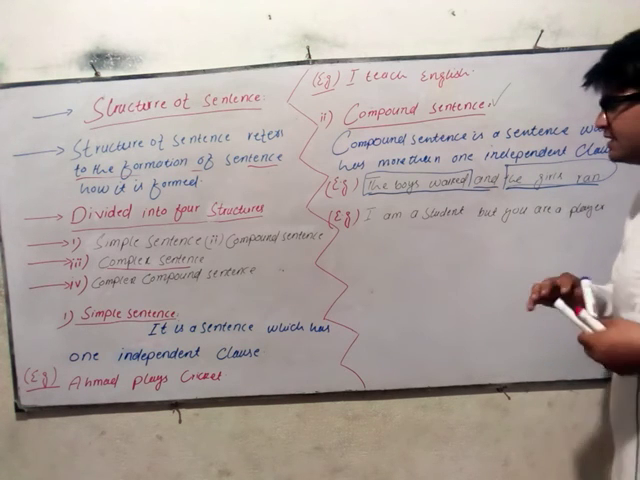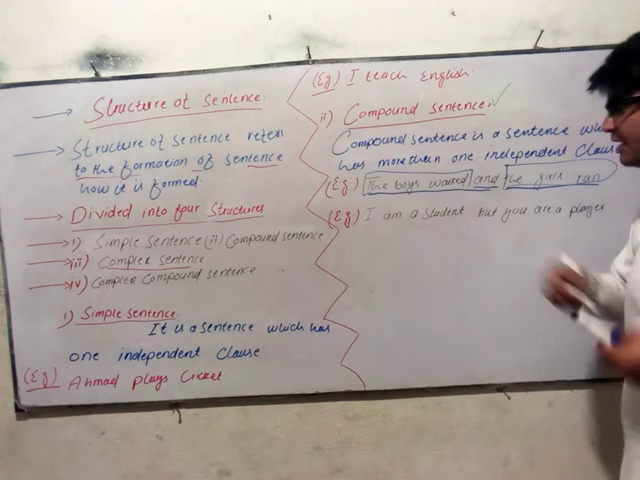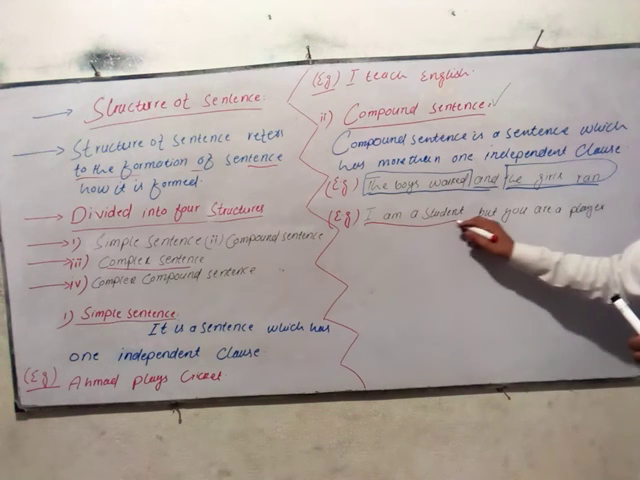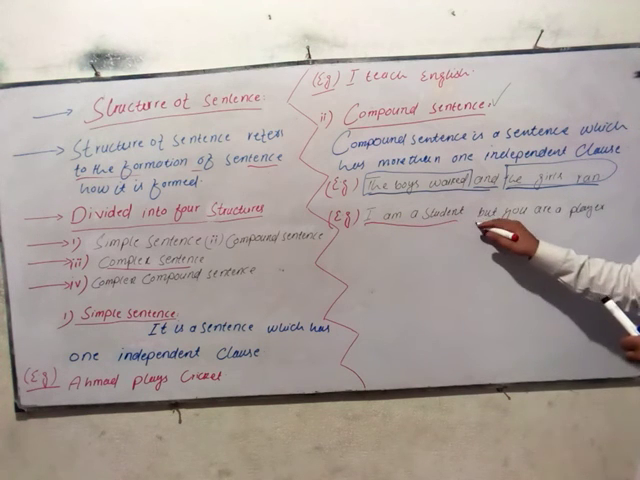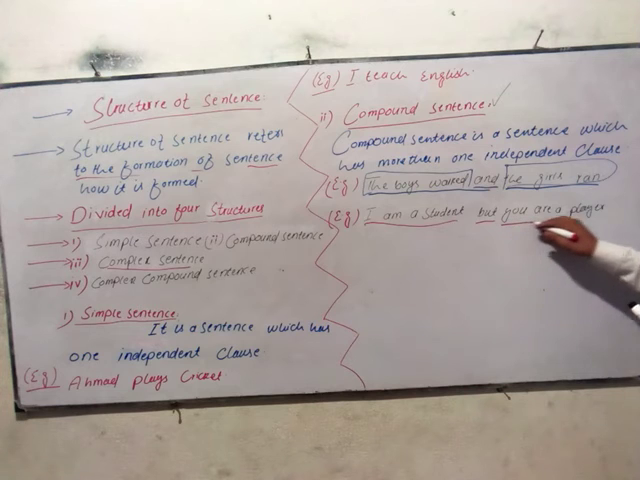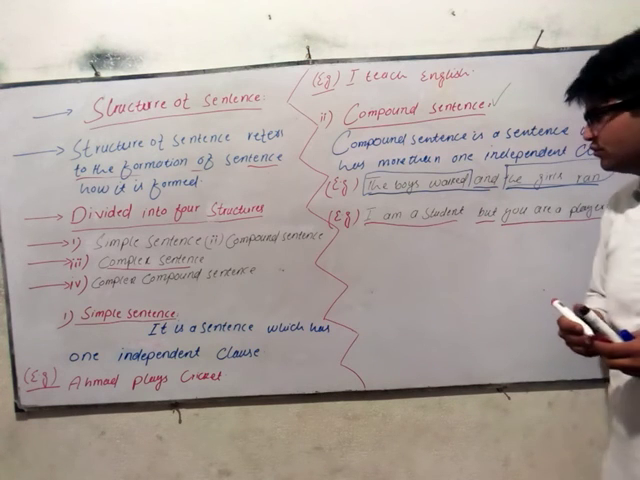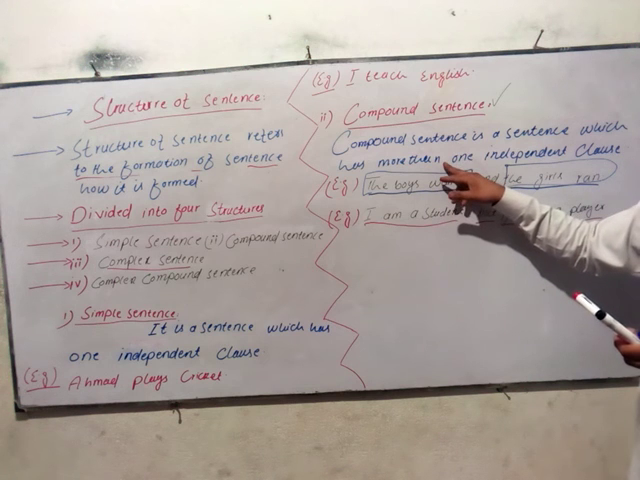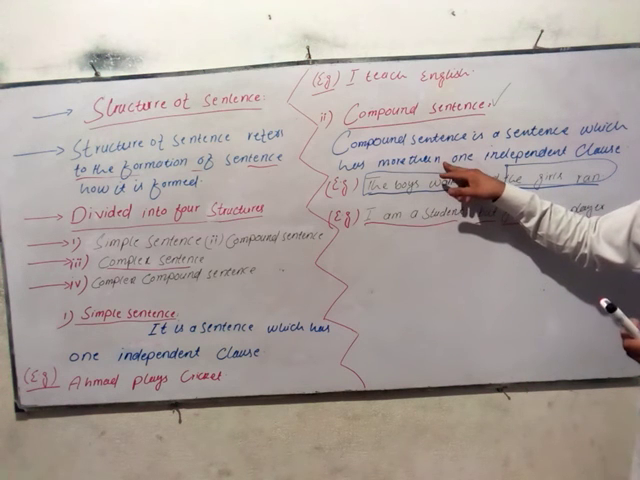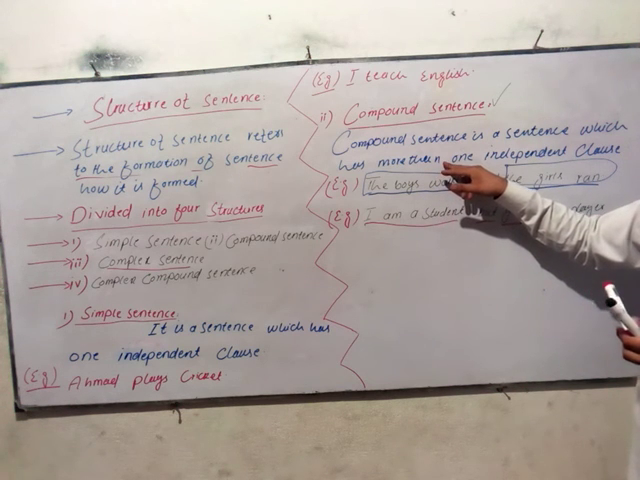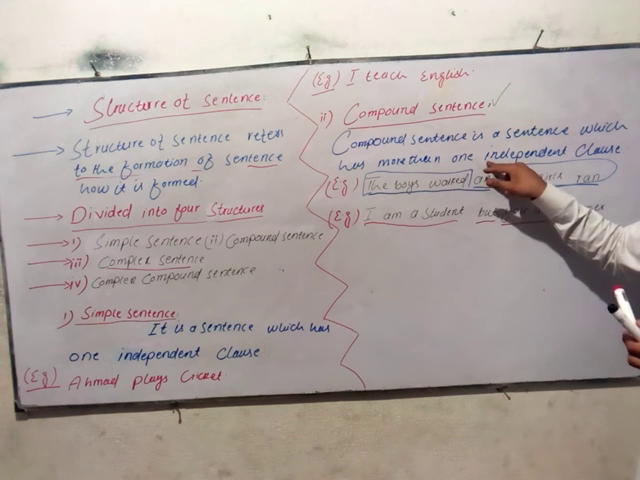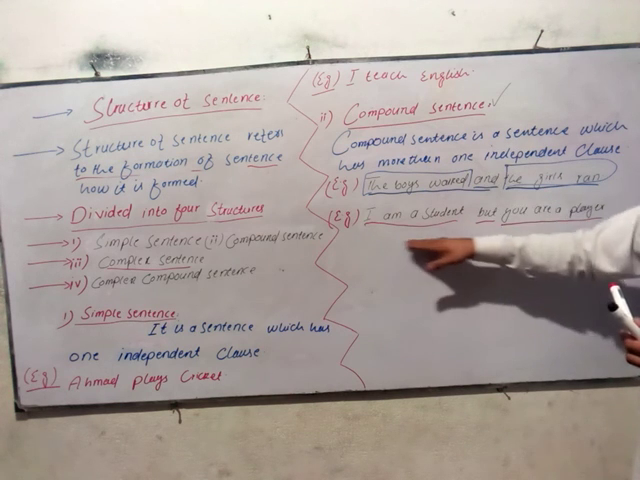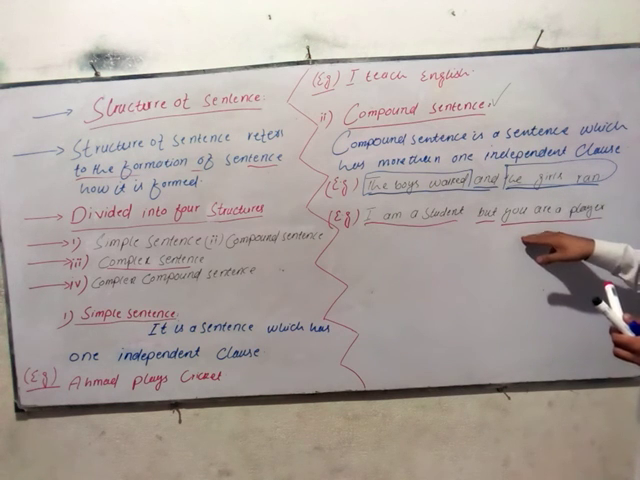Now let's come to the second example. I am a student, that is independent clause number one, while and is the conjunction, and you are a player. So now here we have two independent clauses, and we have already studied in the definition that in a compound sentence there must be more than one independent clause. Therefore here we have two independent clauses.